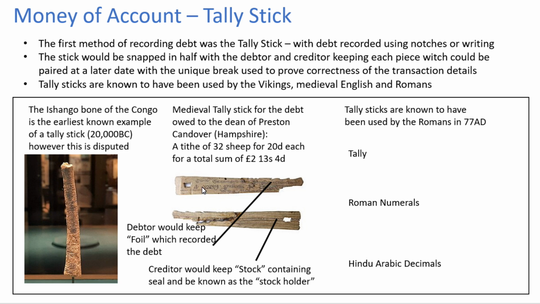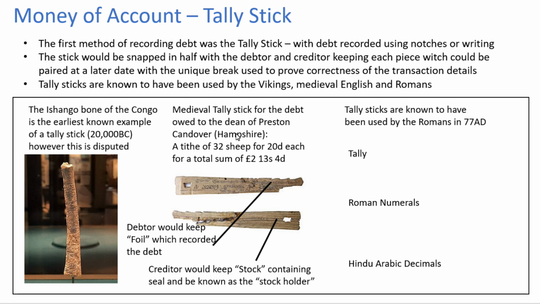So if we go back to money of account, the first innovation is the use of the tally stick. The earliest on record is apparently this Ishango bone from the Congo, which dates to 20,000 years ago. Now, this is actually disputed. You would get things like the Babylonians storing records on clay tablets as well, predating the tally stick. But it's known that the Vikings used tally sticks, and also the medieval English did, and the Romans.